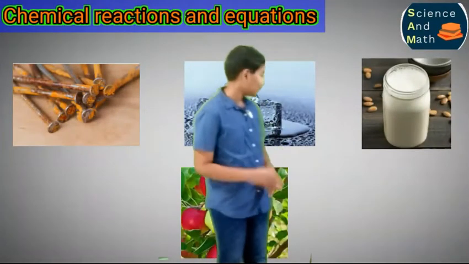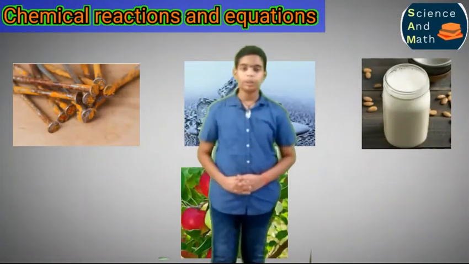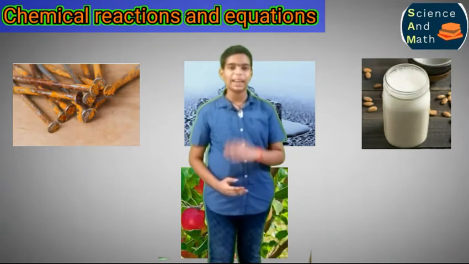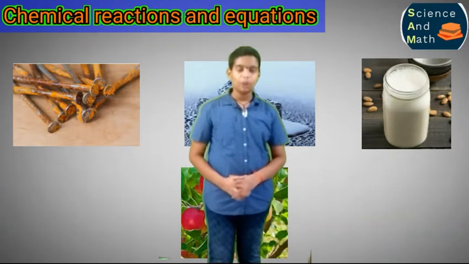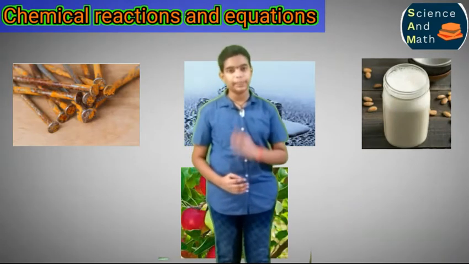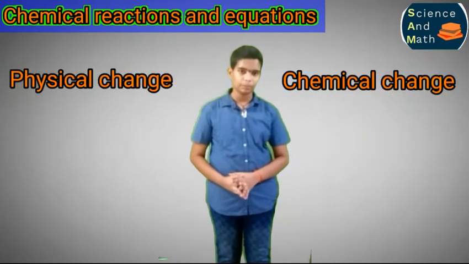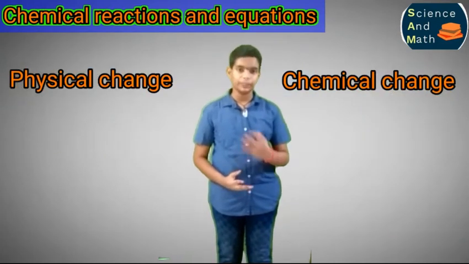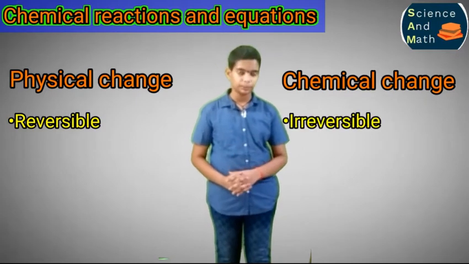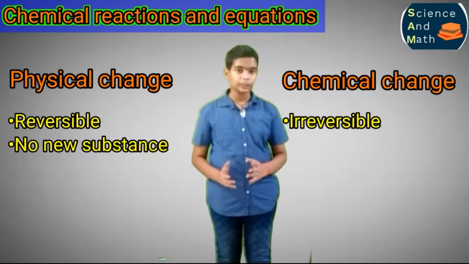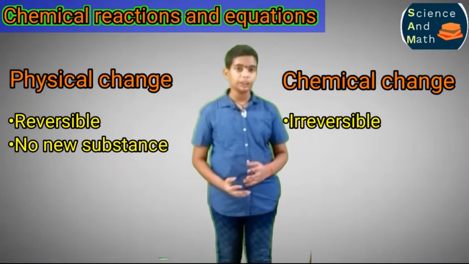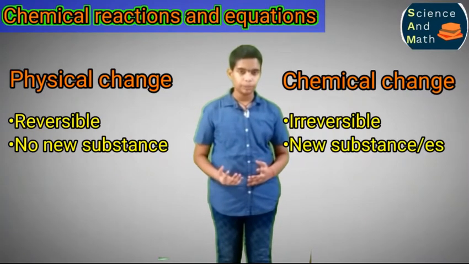So friends, here are some examples given for you. So now can you classify these examples into physical changes and chemical changes? Okay, first let us recall the exact meaning of physical changes and chemical changes. Physical changes are reversible changes. Chemical changes are irreversible changes. No new substances are formed in a physical change, but in a chemical change, new substances are formed.